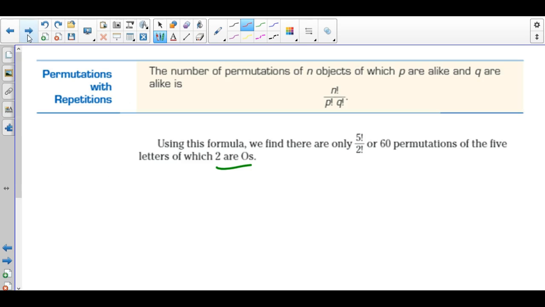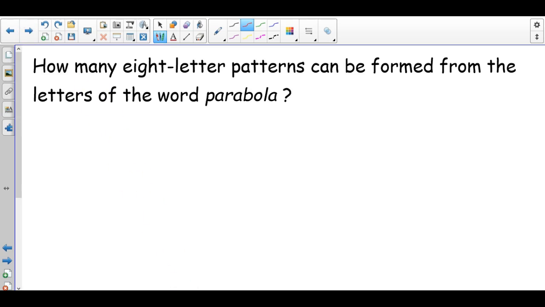So we're going to do another example of applying that formula. How many 8-letter patterns can be formed from the letters of the word parabola? So first thing, they're already telling us right here that we have 8 letters.